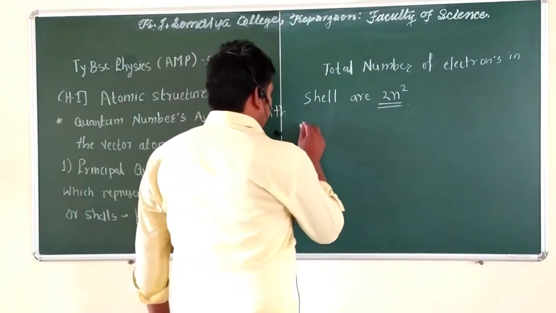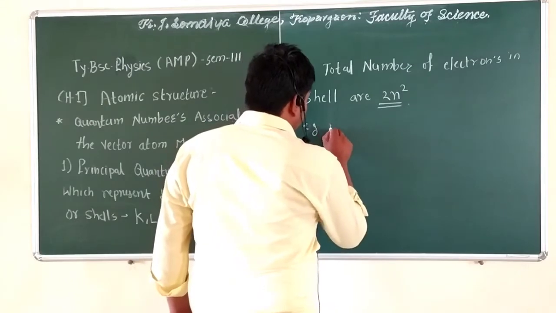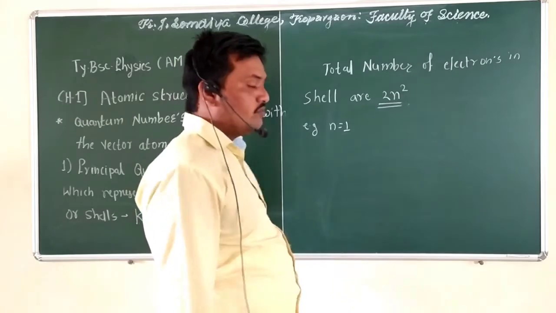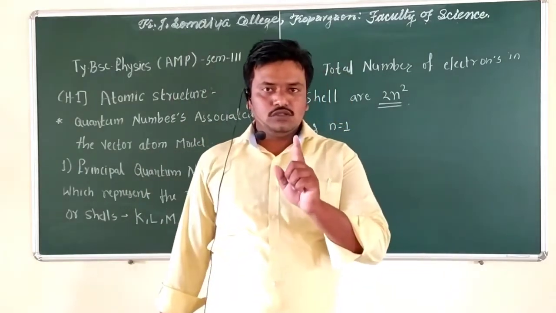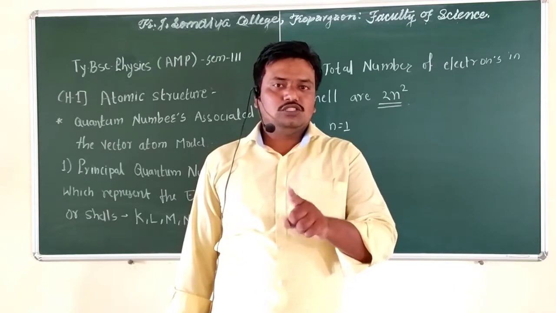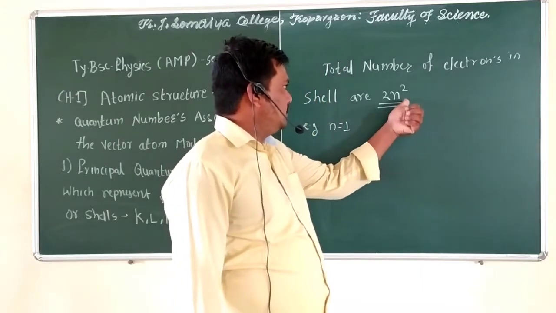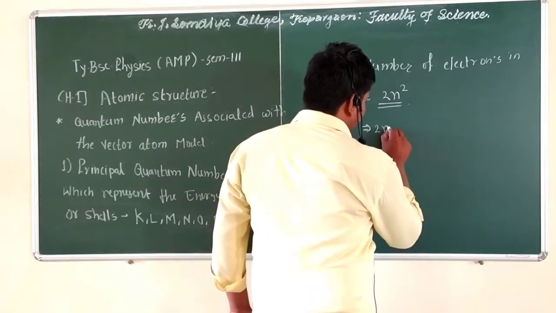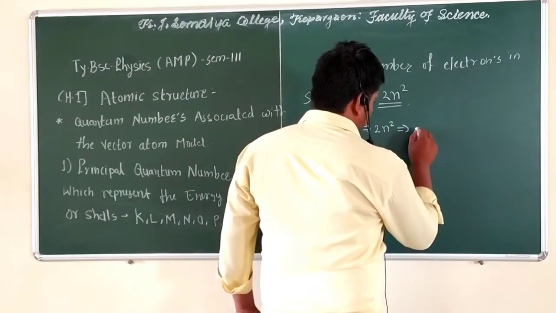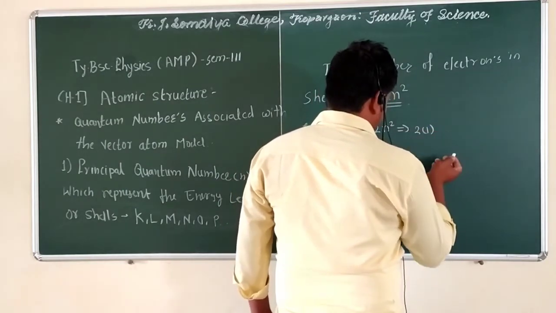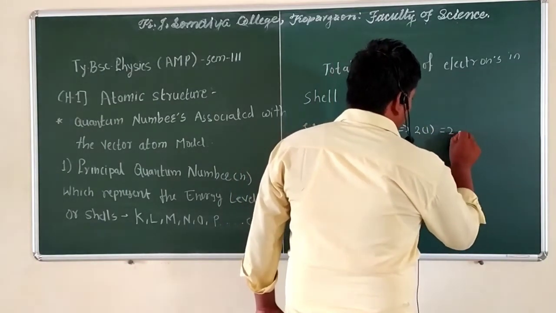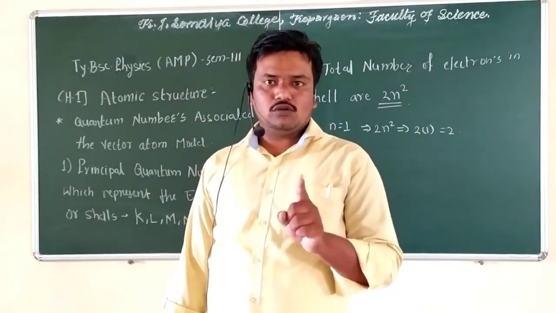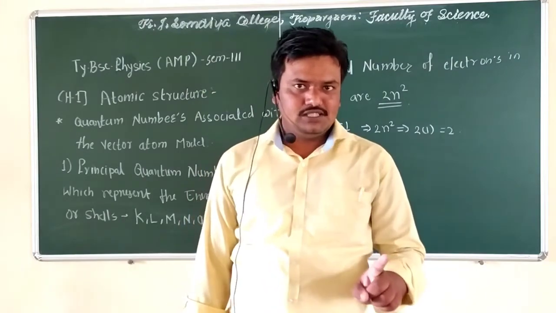For example, if we consider n is equal to 1, that is the first orbit. So how many electrons are in the first orbit? Take n value equal to 1, so that is given by 2n square. So 2 into 1 square is 1, so that is 2. So in the first shell of the orbit, only 2 electrons are there. That is a doublet.